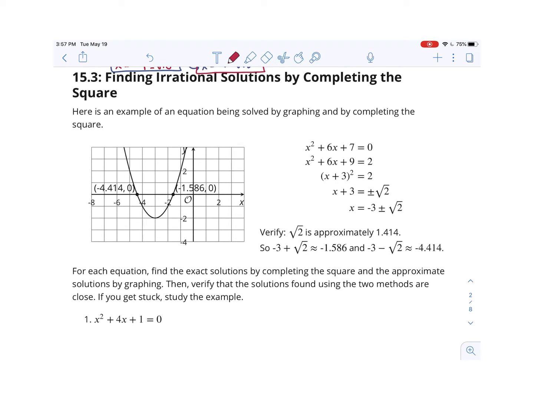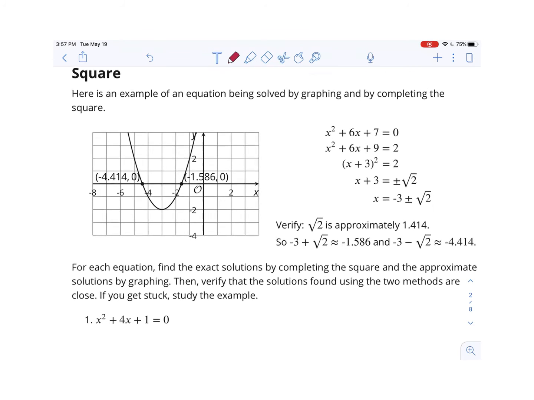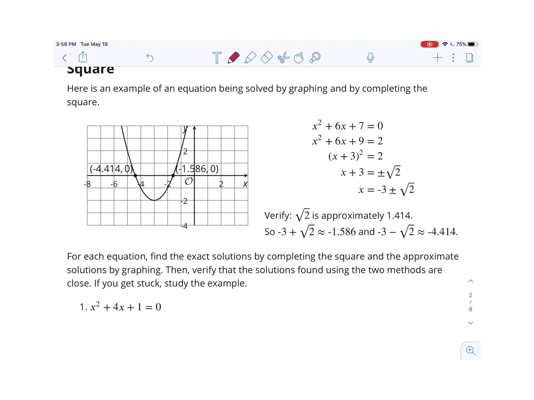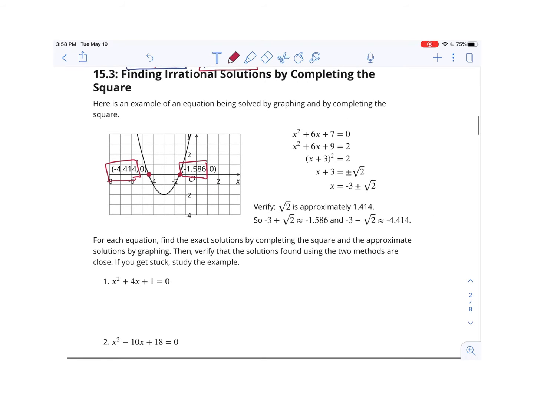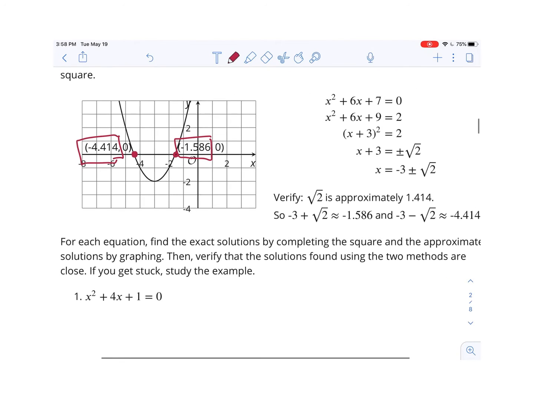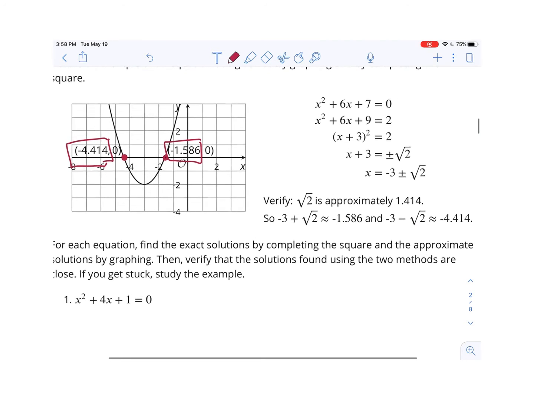All right, so let's look at finding irrational solutions by completing the square. Here we have an example of an equation being solved by graphing and by completing the square. We can see it graphed here, we can see our solutions are right here, and they are both decimals. So we can guess that those might be approximations. They may not be exact when we see decimals like that.